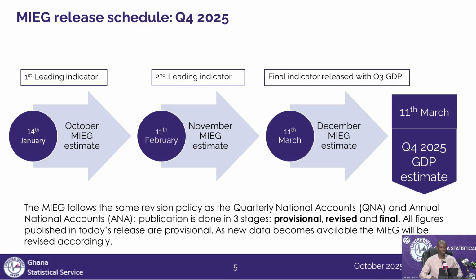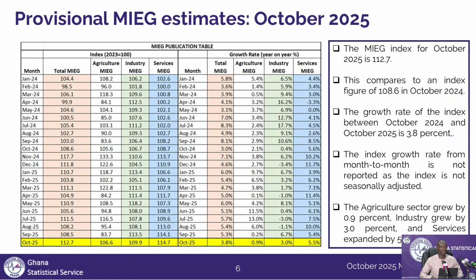Now, to the headline results. The monthly indicator of economic growth index for October 2025 is 112.7, compared to 108.6 in October 2024. The index is benchmarked to 2023, which has an index of 100, which means the economy is performing well above its 2023 level.